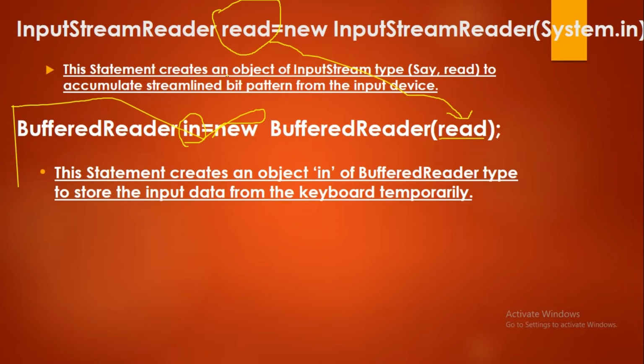This statement creates an object of InputStream type, for example read, to accumulate the stream of bit patterns from the input device, any input device. We are taking the keyboard as the example here. Now for the BufferedReader class, this statement creates an object of the BufferedReader class. Here it will store the input data in a temporary buffer. If we are talking about buffer memory, we know that buffer memory is temporary memory.